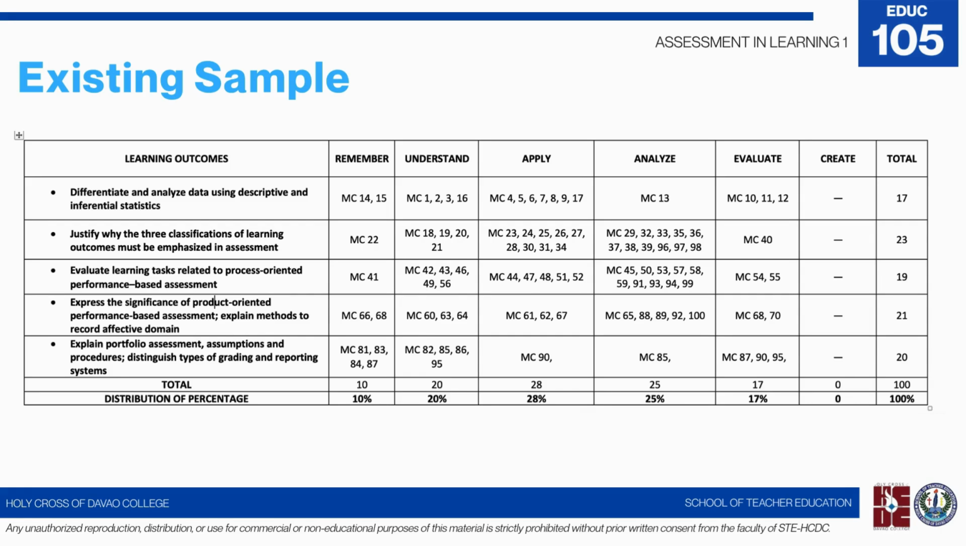In this regard, there's 10% for remembering, 20% for understanding, 28% for applying, 25% for analyzing, and 17% for evaluating. This somehow resembles a close to normal curve type of exam. So in our class discussions, we will be using this type of TOS.